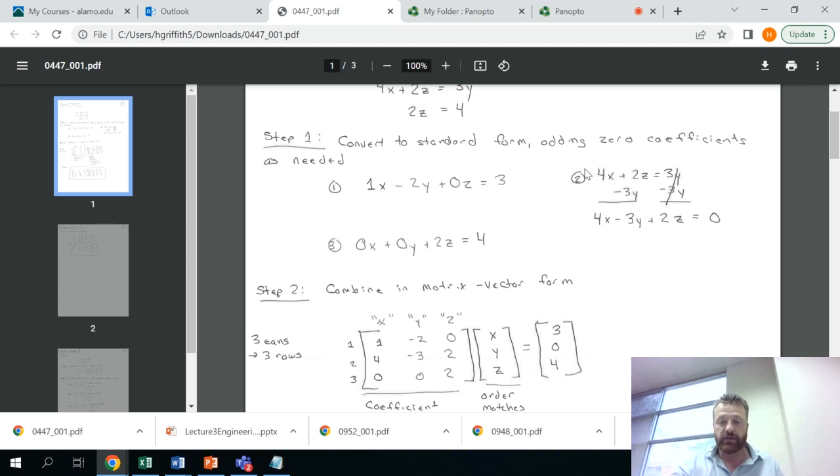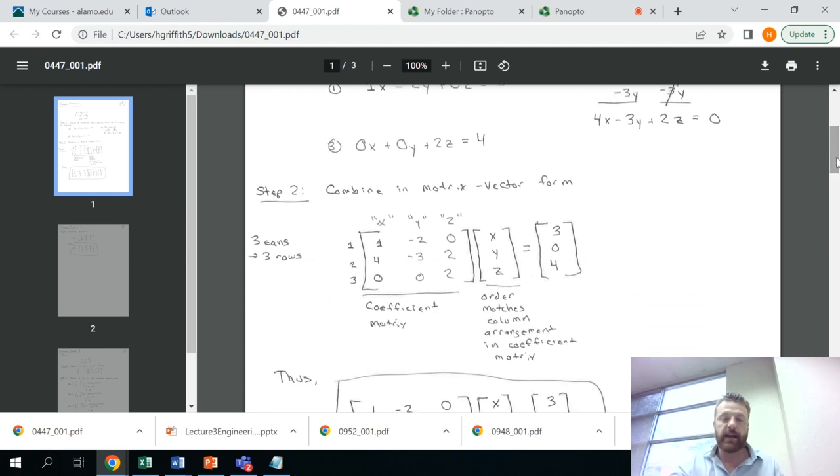I'll do that same thing for equation 2 here. Coefficient of x is 4, coefficient of y is minus 3, coefficient of z is 2. And you'll notice those are the numbers in the second row. For the third equation, the coefficients are 0, 0, 2. Notice in that third row, 0, 0, 2 are the elements of my coefficient matrix. What is that being multiplied by? Well, it's being multiplied by the unknown vector that has elements x, y, and z. And again, the reason that we structure the x first, the y second, and the z third is that's the way that they're ordered in the coefficient matrix. First column was the x coefficients, second was the y, third was the z.